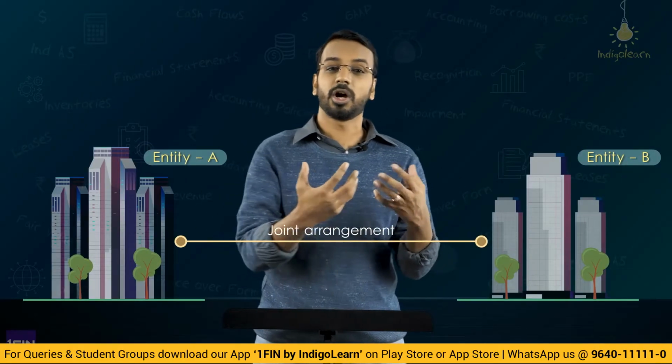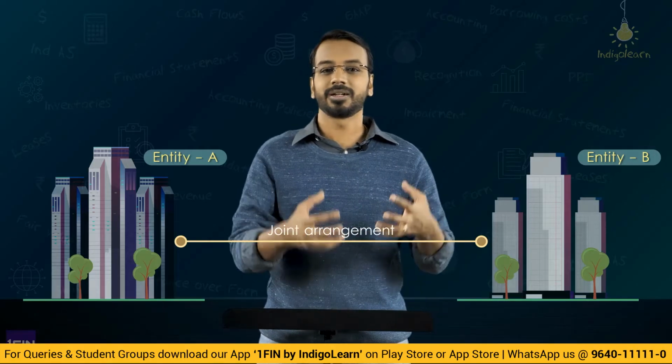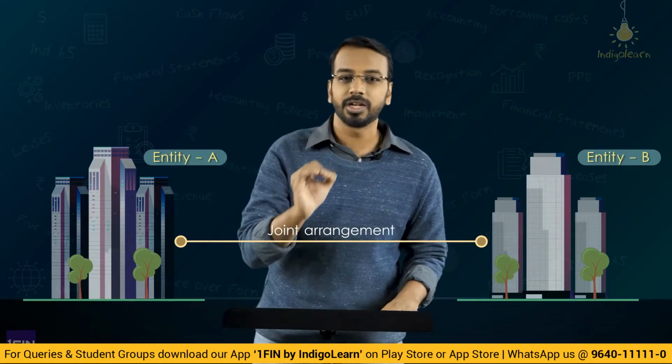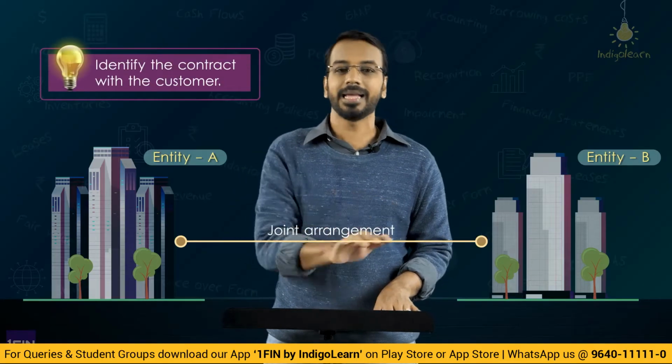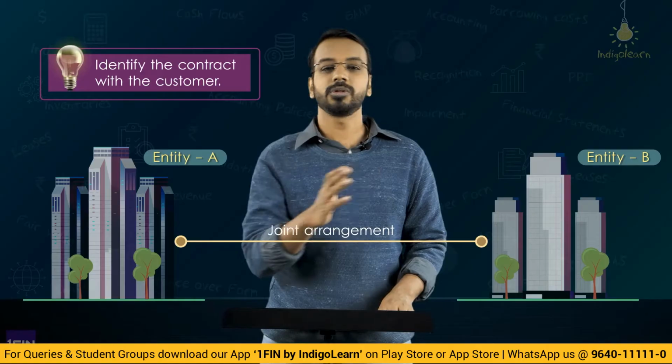Okay, they are carrying out a joint arrangement. Then, if the other party is not a customer, it does not fall in the purview of Ind AS 115. This is the first thing that you need to understand absolutely clearly, that there has to be a customer as defined under Ind AS 115 if you want to recognize revenue from those customers.